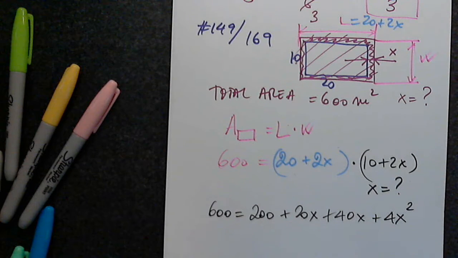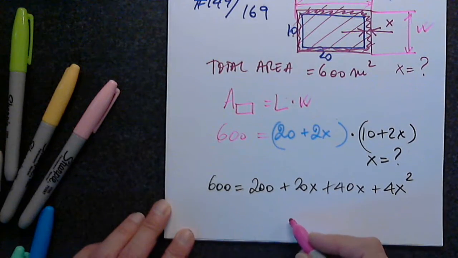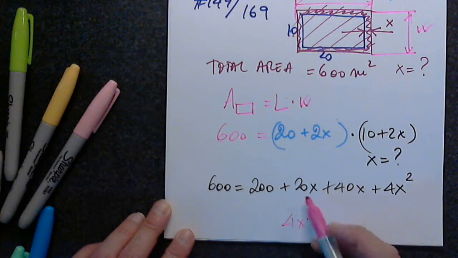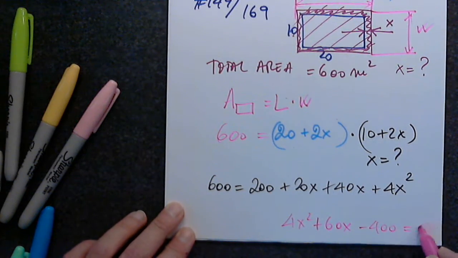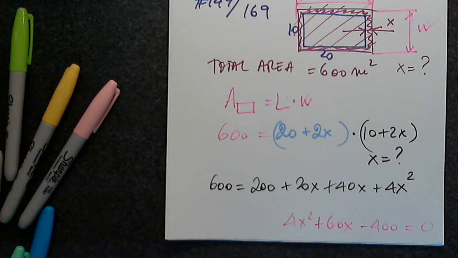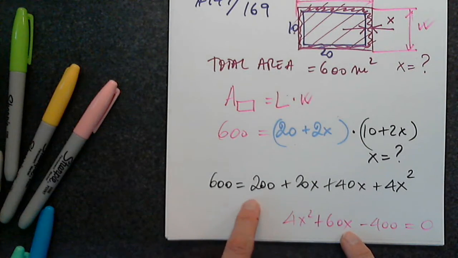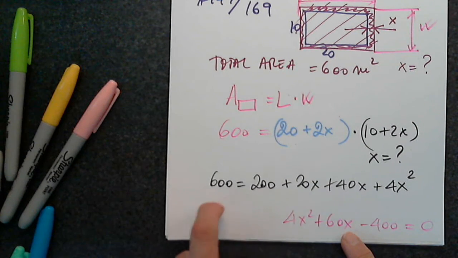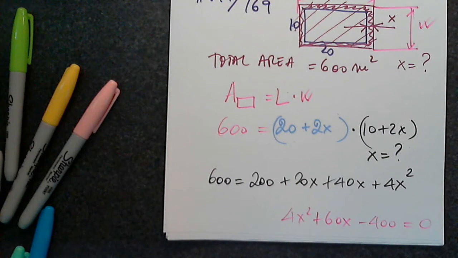I'm looking at this equation, and where do I start? Combine like terms, you arrange it in descending order, and set it equal to 0. So then we have 4x squared plus 60x minus 400 equals 0. So 4x squared, we combined 20 with 40, we got 60. We had to bring 600 back, but it becomes negative. Negative 600 plus 200 is negative 400.